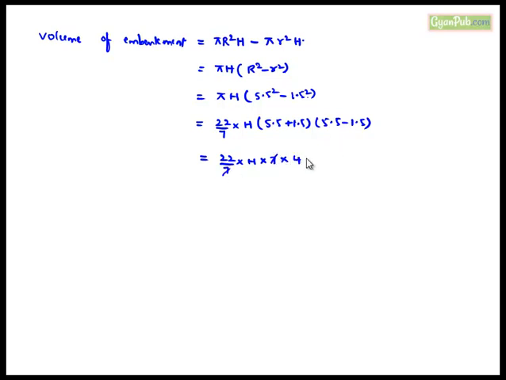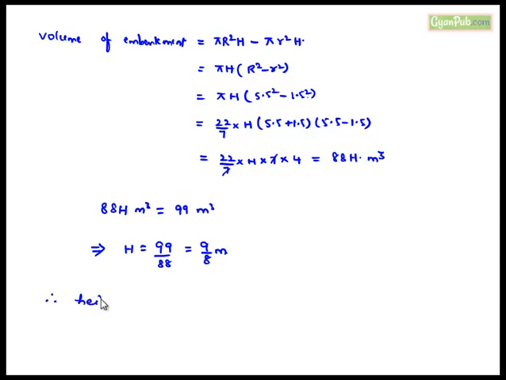Here 7 goes in 7 one time. Therefore we are left with 88h meter cube. But according to the problem, the volume of the embankment is 99 meter cube. Therefore we can say 88h meter cube will be equal to 99 meter cube, which implies h is equal to 99 by 88, which is 9 by 8 meters. Therefore we can say the height of the embankment h is equal to 9 by 8 meters is the solution.